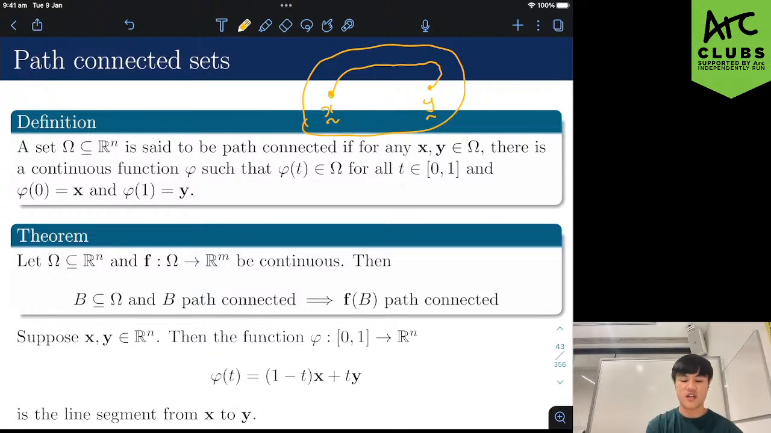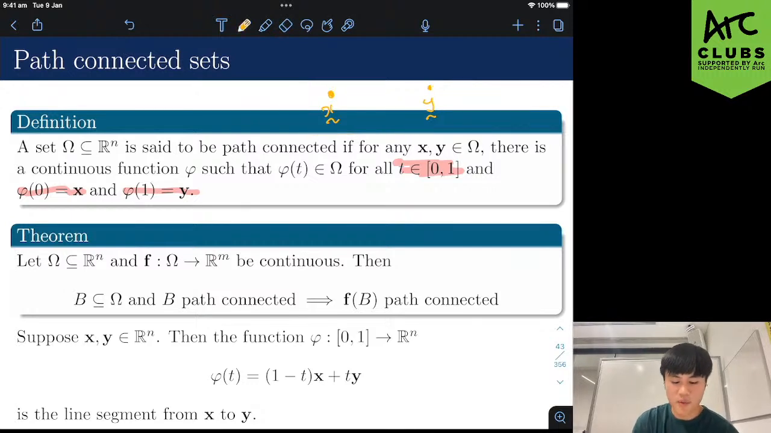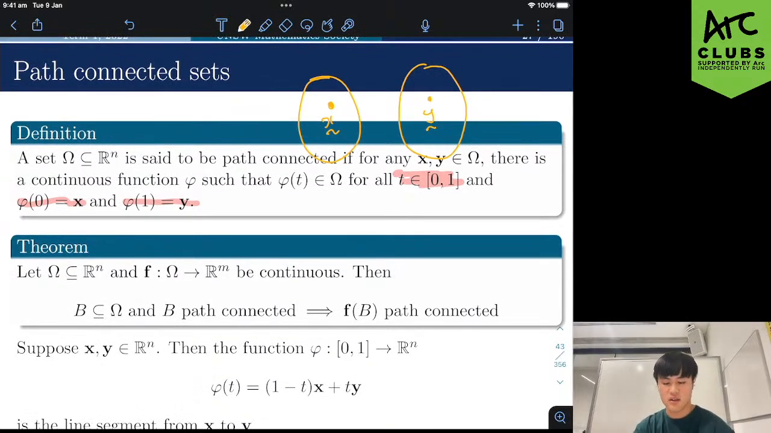By standard notation, they want to represent it in a parametric form, where you have t from 0 to 1, and the beginning of the curve is x, and the end of the curve is y. It's pretty self-explanatory what this theorem means. An example of a set which isn't path connected: imagine these two circles are both part of omega. Then clearly x and y cannot be joined by a path such that every single point along this path is inside omega, so it's not path connected anymore.